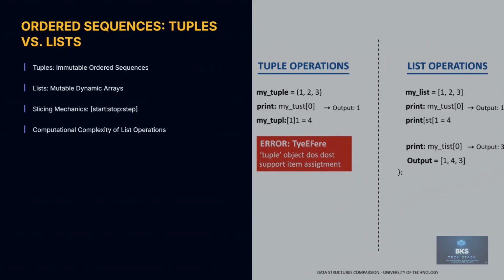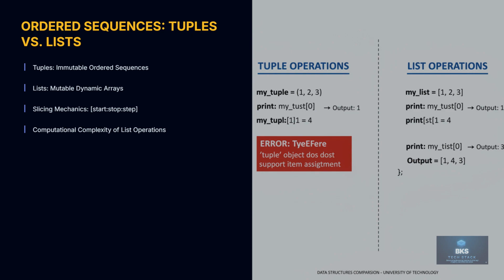The choice between a tuple and a list is an architectural decision based on mutability. A tuple is a one-dimensional, immutable sequence. Once defined, its elements and their order cannot be changed. This makes tuples faster and memory efficient, ideal for fixed data like coordinate pairs or database records. Conversely, a list is mutable. We can append, remove, or insert items at runtime.